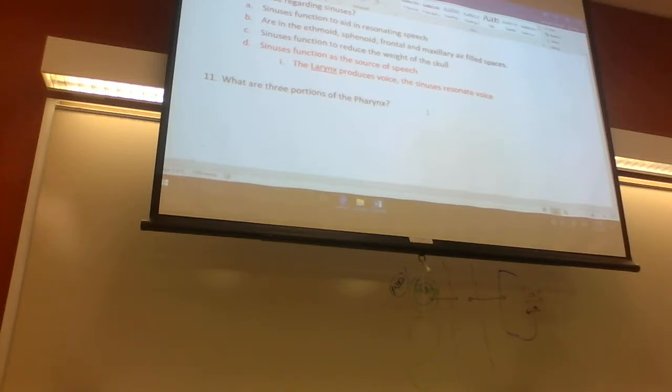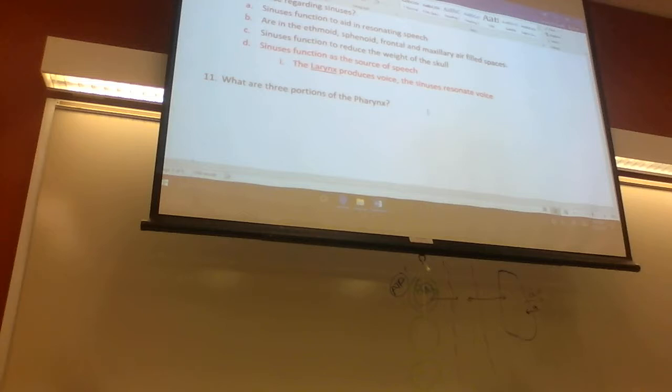So what is false regarding sinuses? We're going to go through the first true one. Sinuses do function to aid in resonating speech, so that's why you talk like this if your sinuses are clogged or you're having allergies. You sound funnier when you're sick. Sinuses are the ethmoid, sphenoid, frontal, and maxillary air-filled spaces.